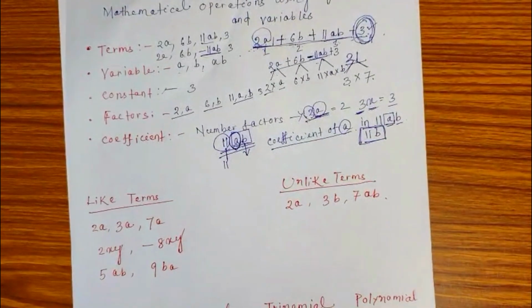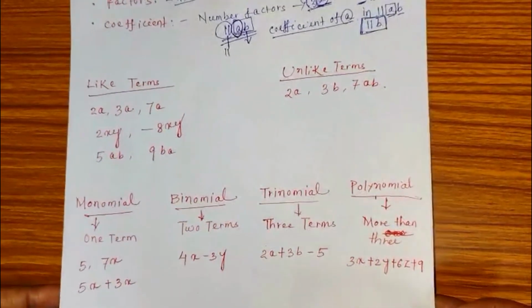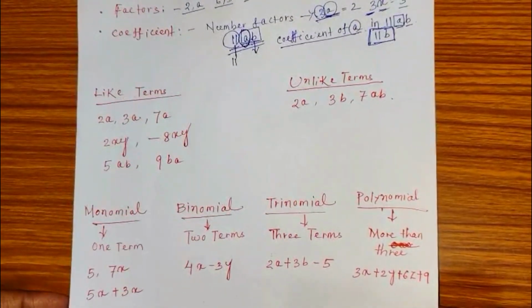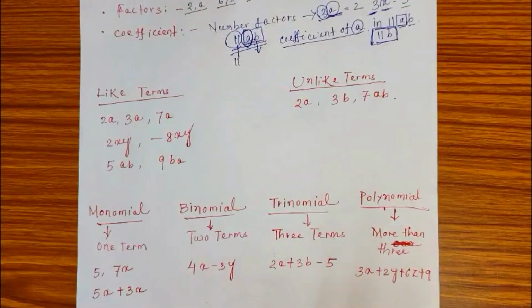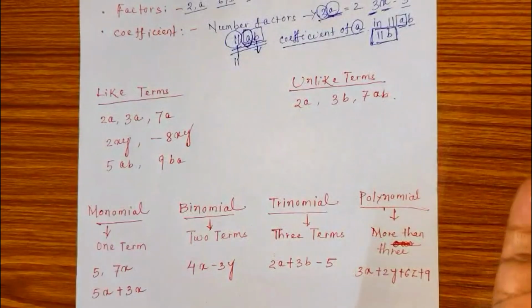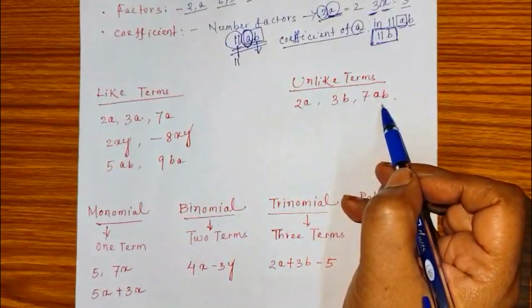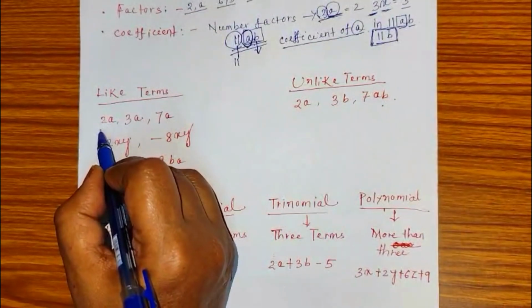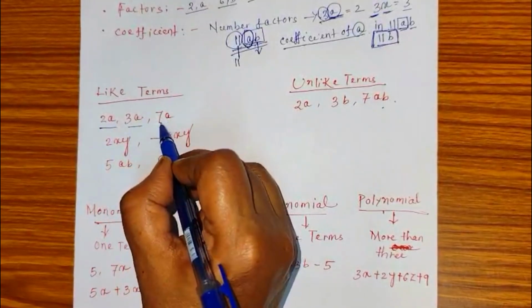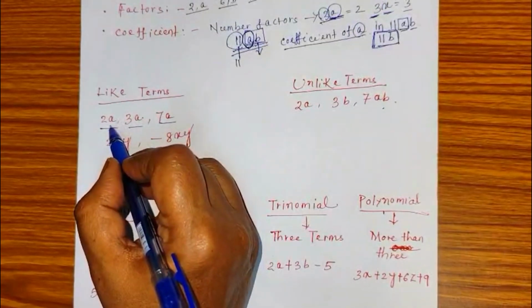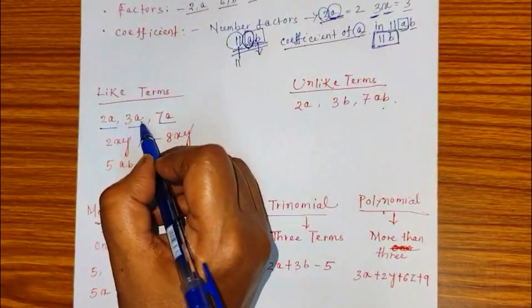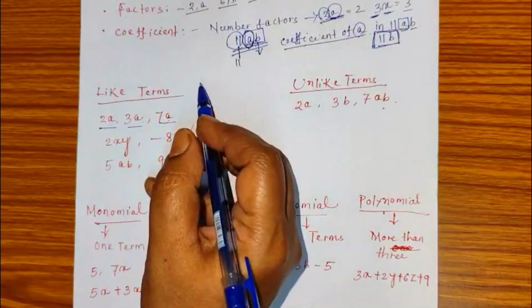Till now it's clear? Let's see like terms and unlike terms. What are like terms? If all of the variables are same, they are called like terms. If the variables are different, they are called unlike terms. For example, 2a, 3a, 7a. See here, the variables are same. In each case, a is the variable. So these are like terms.